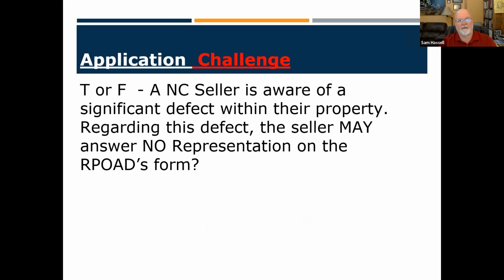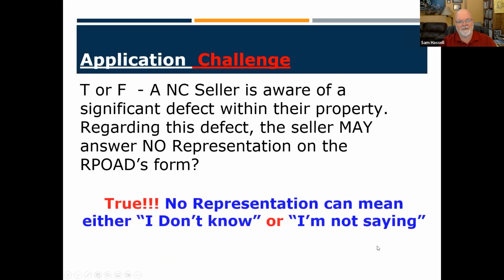True or false, a North Carolina seller is aware of a significant defect within their property. Regarding this defect, the seller may answer no representation on the RPODS form. Yeah, they absolutely can, right? No representation can mean either I don't know or I'm not saying. Either one, doesn't matter. Now, if you know of it as the broker, you have to disclose it. You have to put it in the remarks somewhere. You've got to let somebody know.